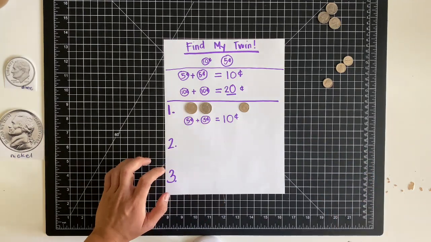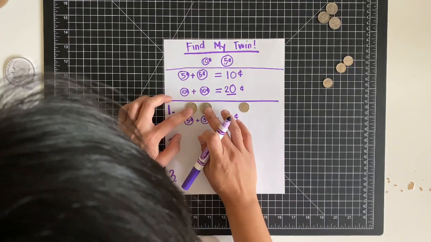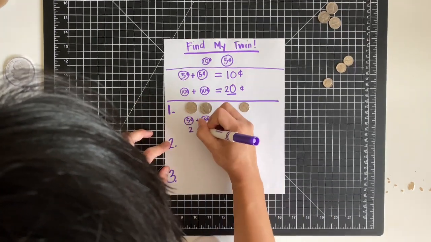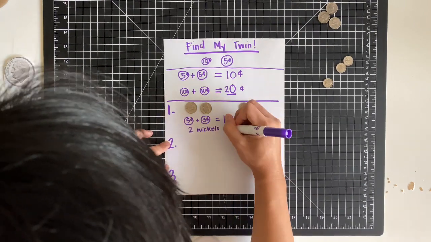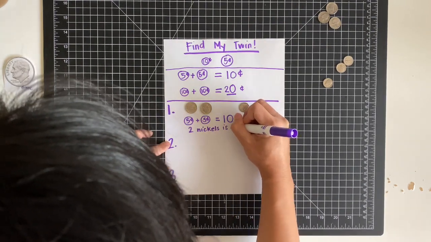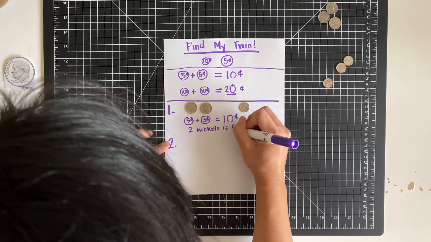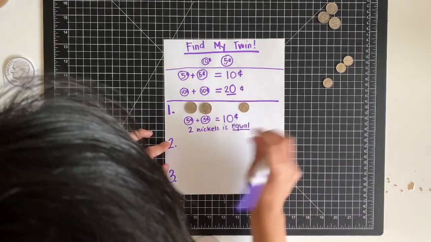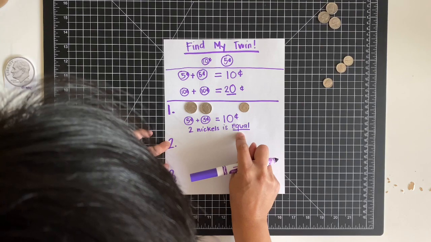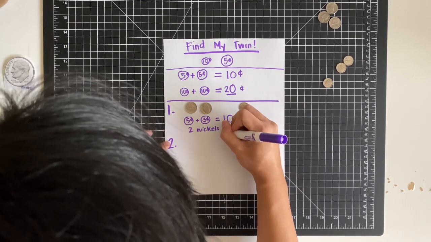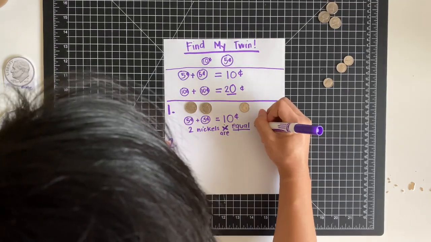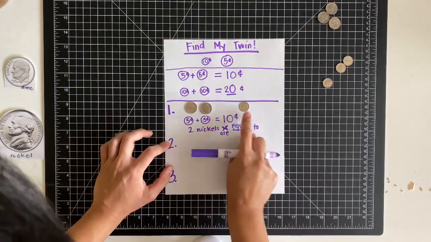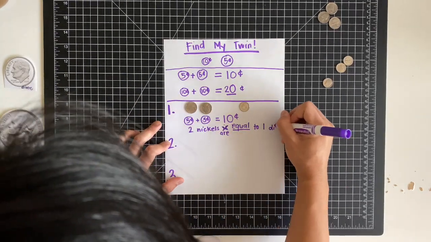So I can also write 2 nickels is equal, underline equal because it's very important. So 2 nickels is, oops, Mr. Junior made a mistake. 2 nickels are equal to how many dimes? 1 dime.